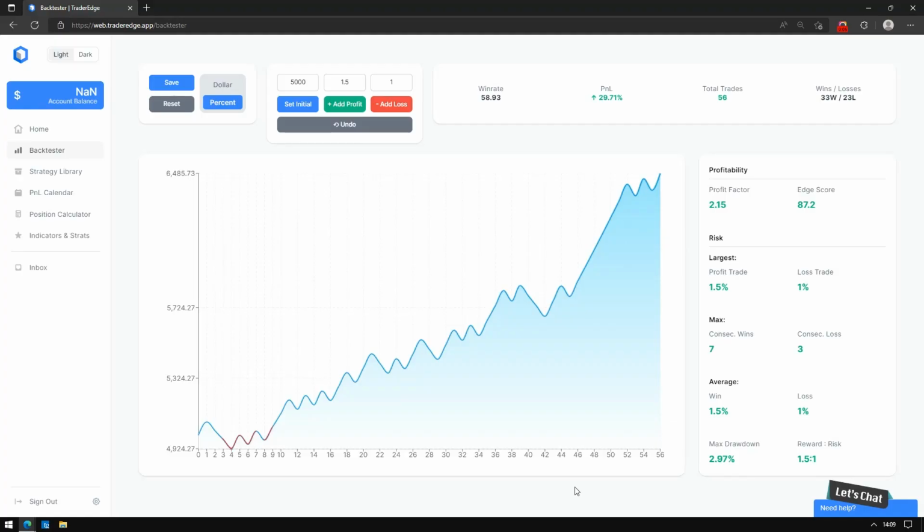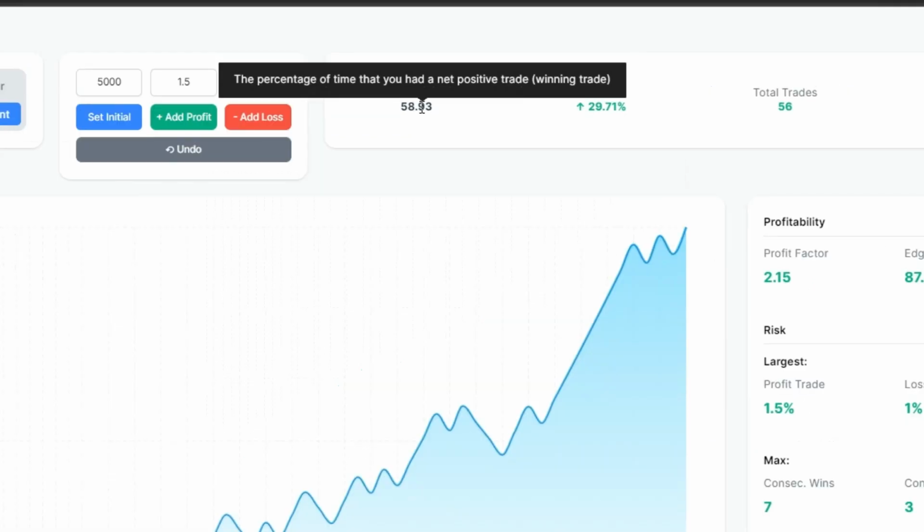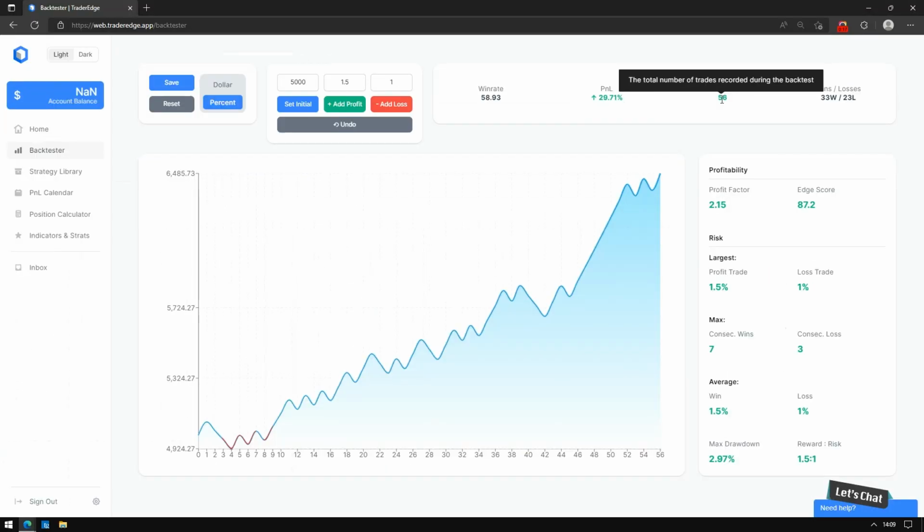So I've now finished backtesting with TraderEdge, and these are the results. Overall, we had a 58.93% win rate. We had a total of 58 trades, 33 wins and 23 losses. Now I did use a 1.5 to 1 risk to reward ratio, so I was going for 1.5% profit and risking 1% per trade. I do believe you could target 2% profit to risk 1%, and maybe even come out with better results.